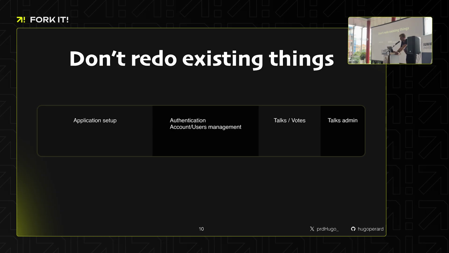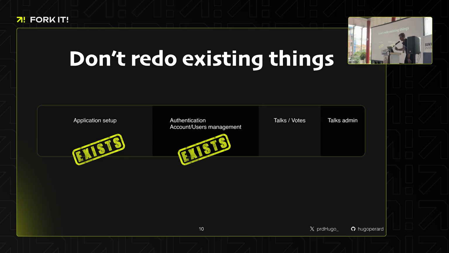So let's come back to our timeline. We'll try to identify parts of our application that maybe already exist. First, the application setup: all production applications have a working setup, so we can identify it as existing. Second, the authentication: we all have applications that need to be authenticated, so maybe we can identify it as existing.